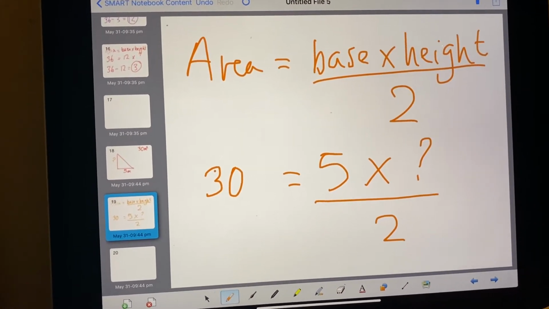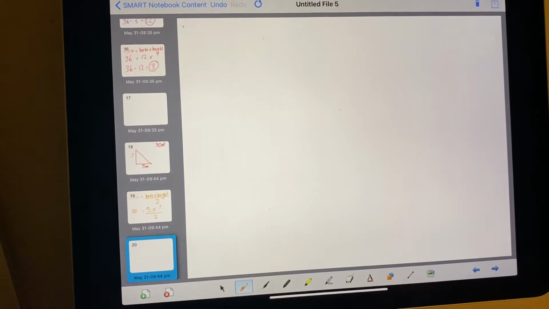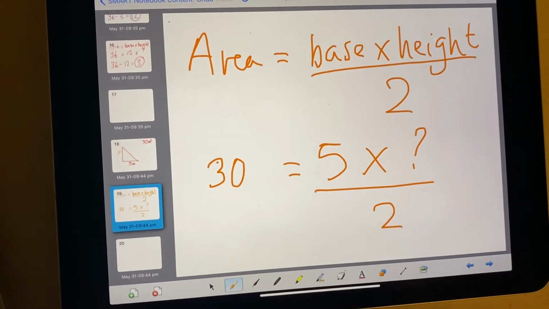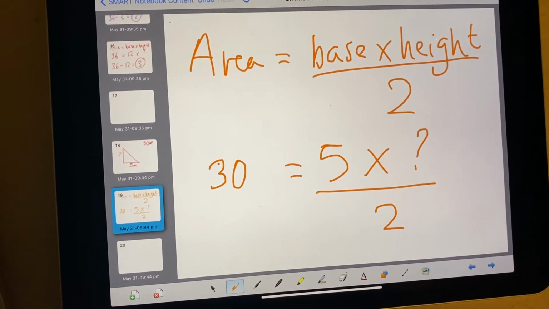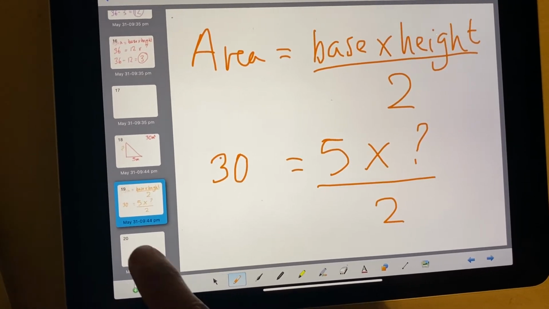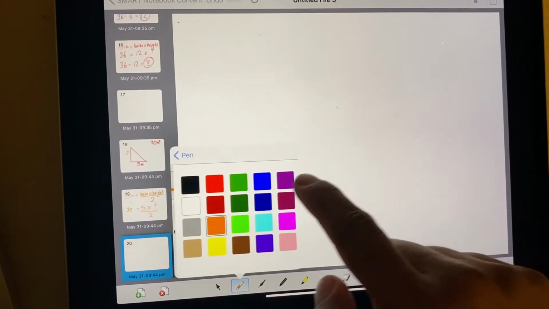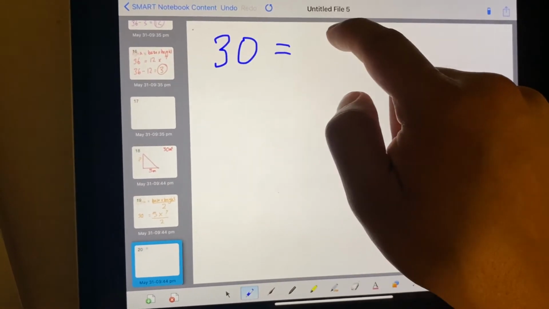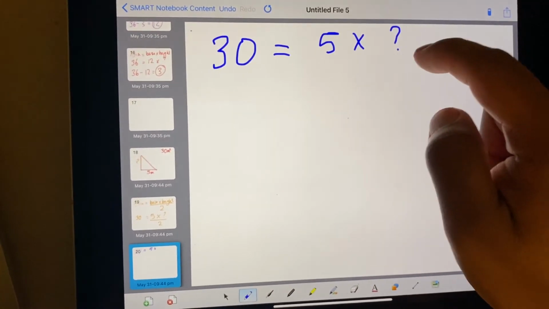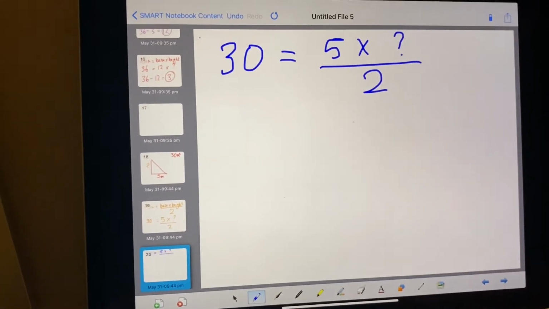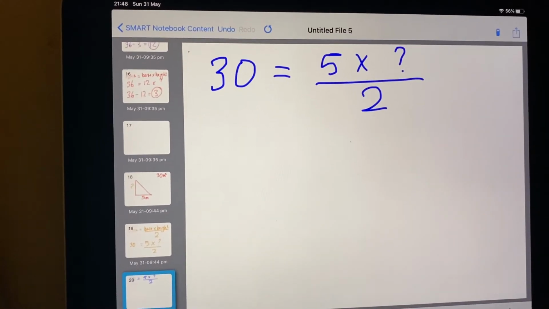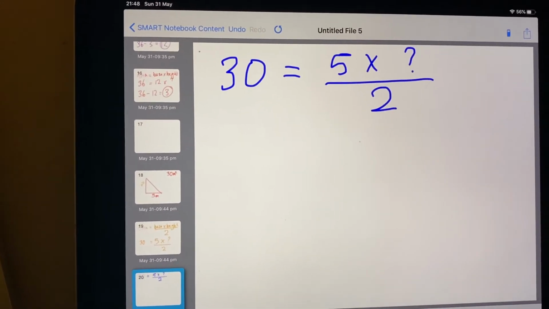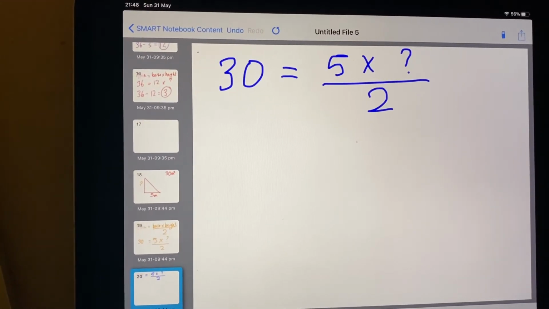Perfect. So what are the stages? Well, how do we work backwards so that we can find this question mark? Let's write that out using a different color, let's go blue, and let's break down this process. So it's 5 times a question mark divided by 2. Here's how I would do it. Now, we talked about doing it the inverse method.